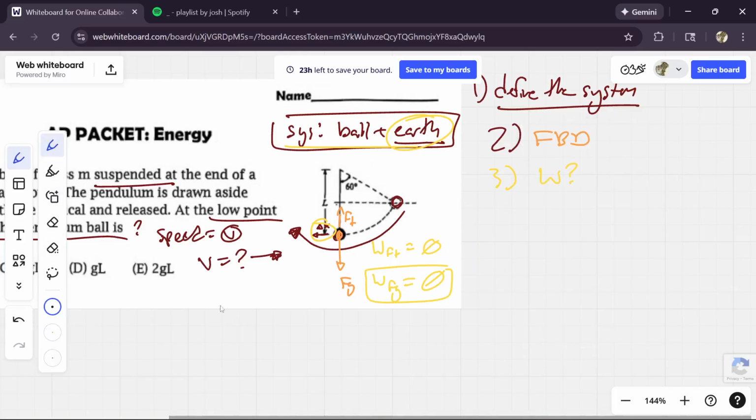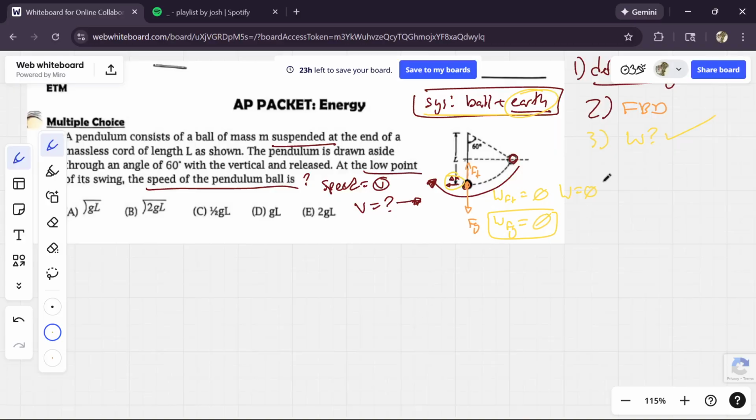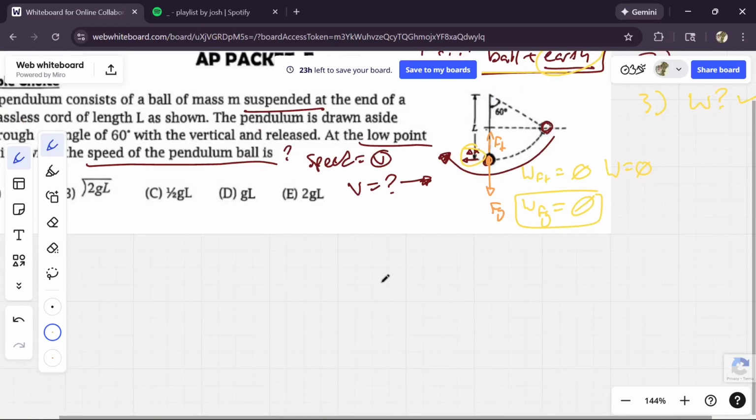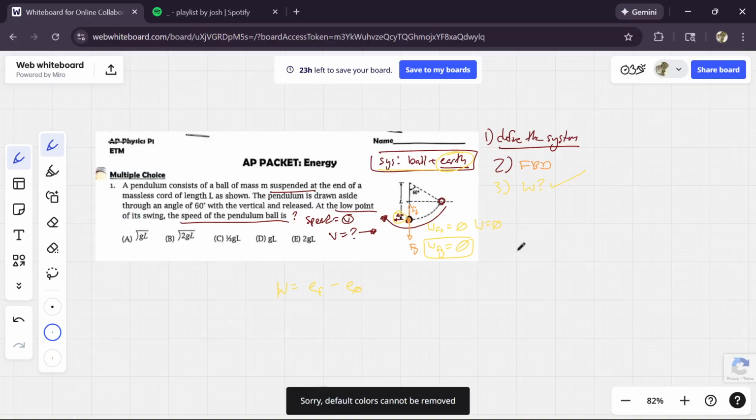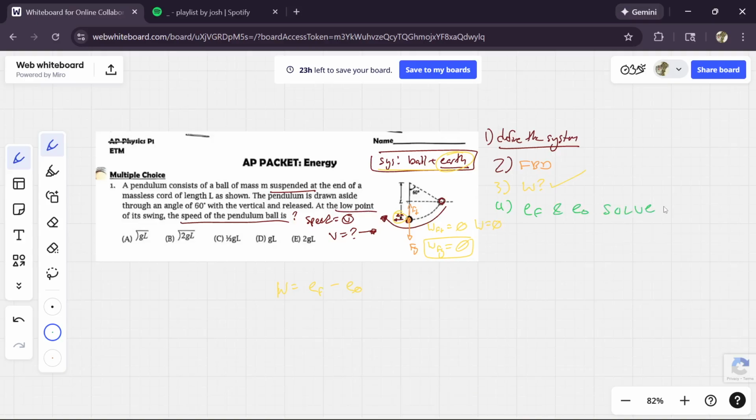Because our only two sources of potential work, like work has to come from a force, and because both of our forces have zero work, that means our work overall is just going to be zero. So we solve for work. And when your work is equal to zero, it means it's a conservation of energy question, right? So work is equal to E final minus E initial. So over here, we're going to now solve for EF and EO.